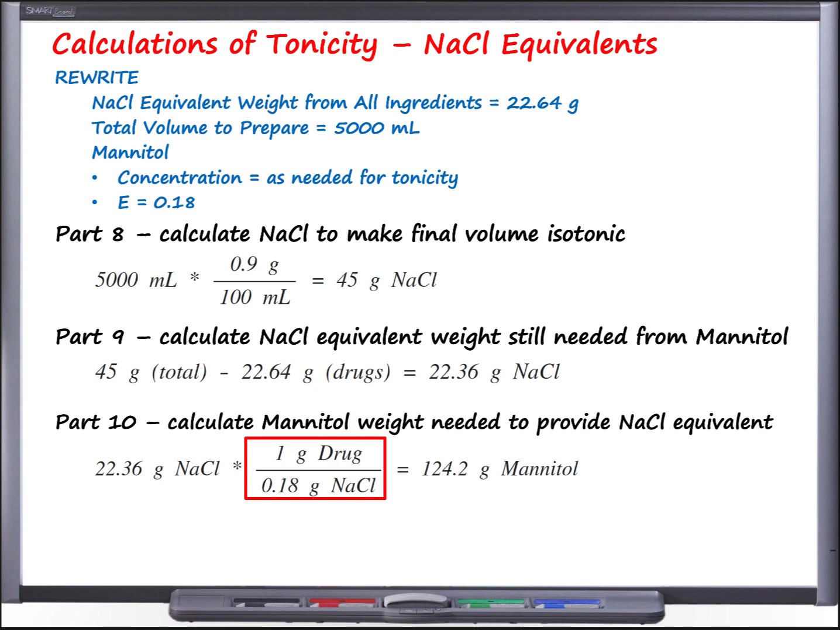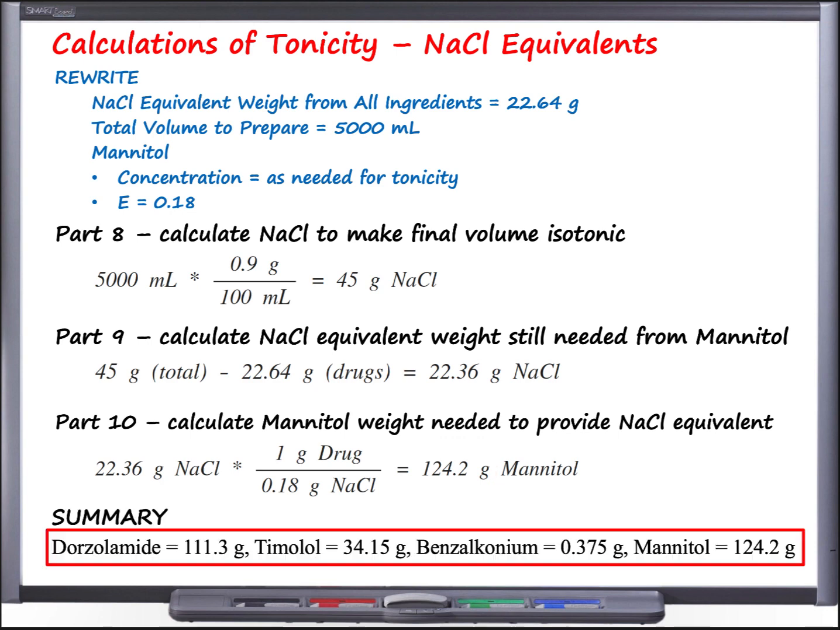So if we took 22.36 grams of sodium chloride divided by 0.18, so the units cancel, we'll see that the equivalent amount of mannitol would be 124.2 grams of mannitol. That says that amount of mannitol produces an equivalent amount of the 22.36 grams of sodium chloride, which is what we wanted. And essentially, we're done with our calculations. But this was such kind of an intense question. Let's just summarize what we did.